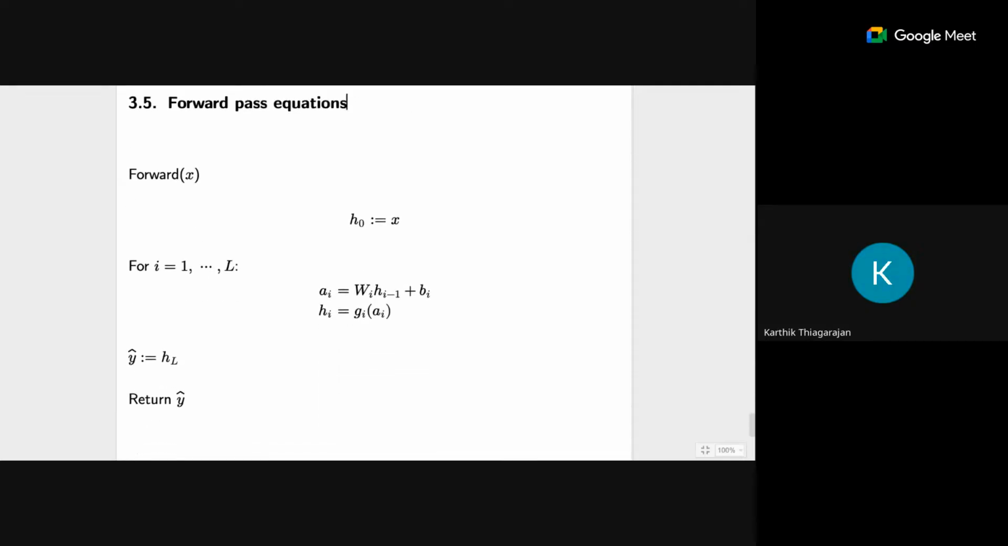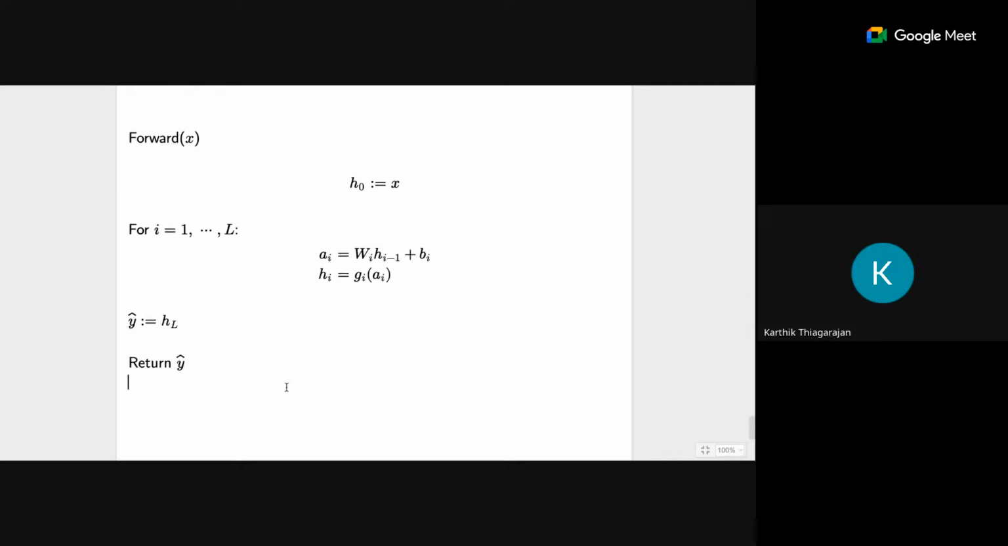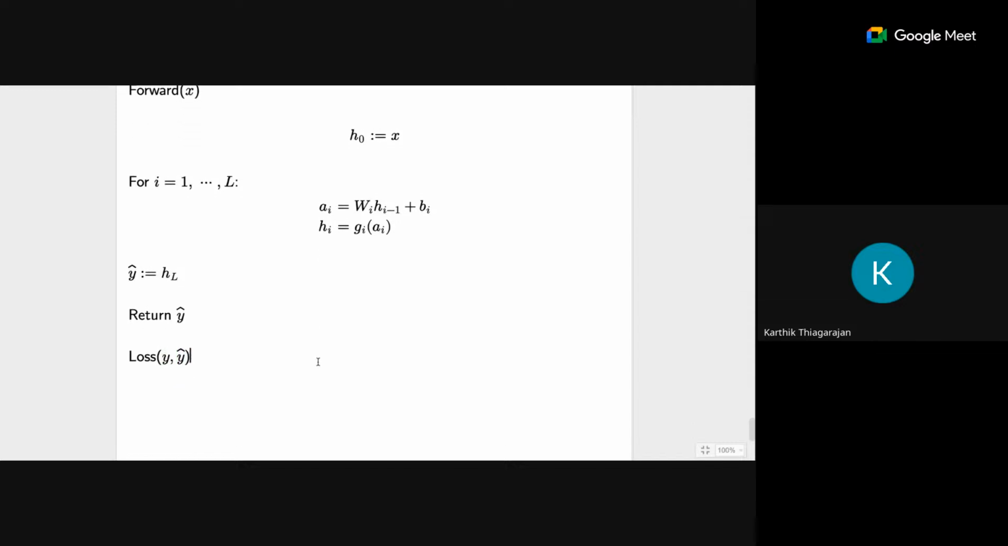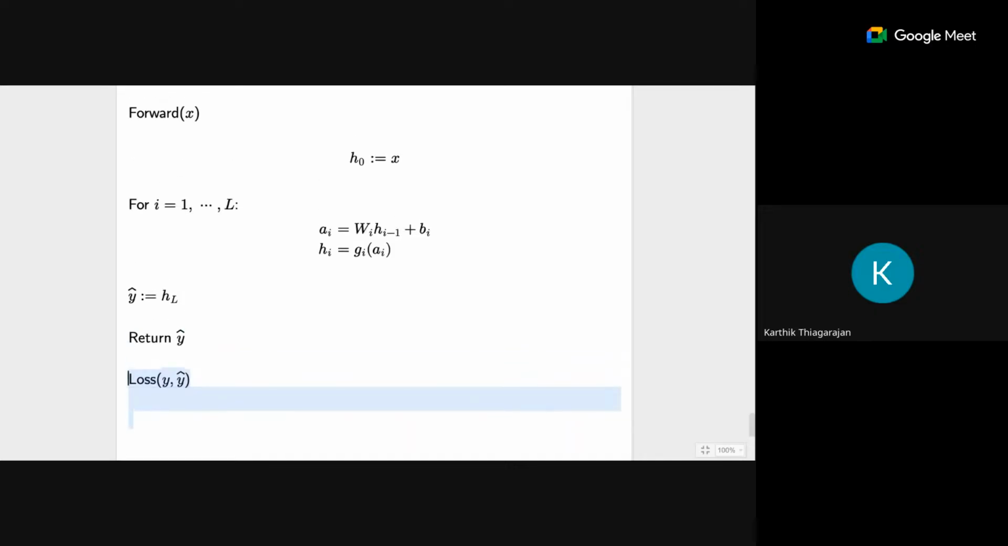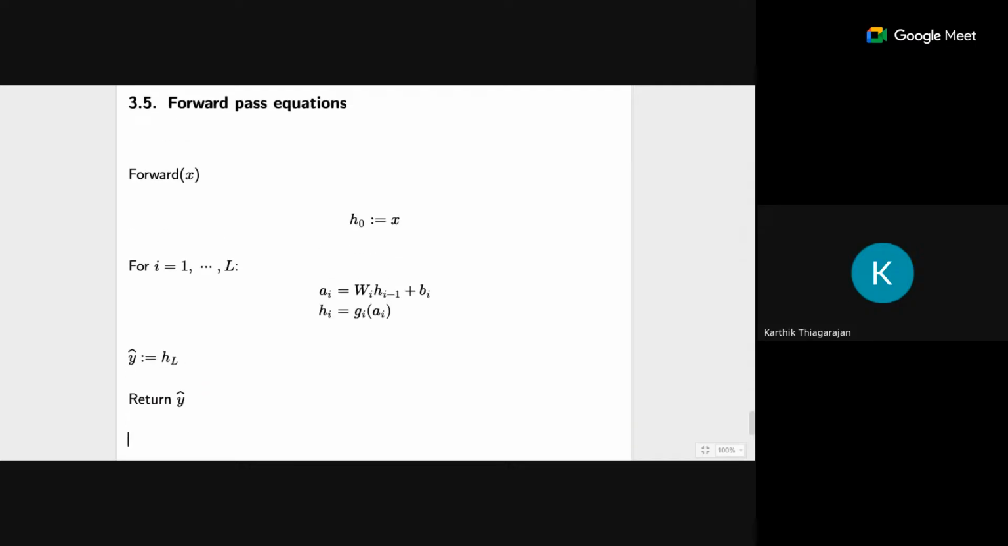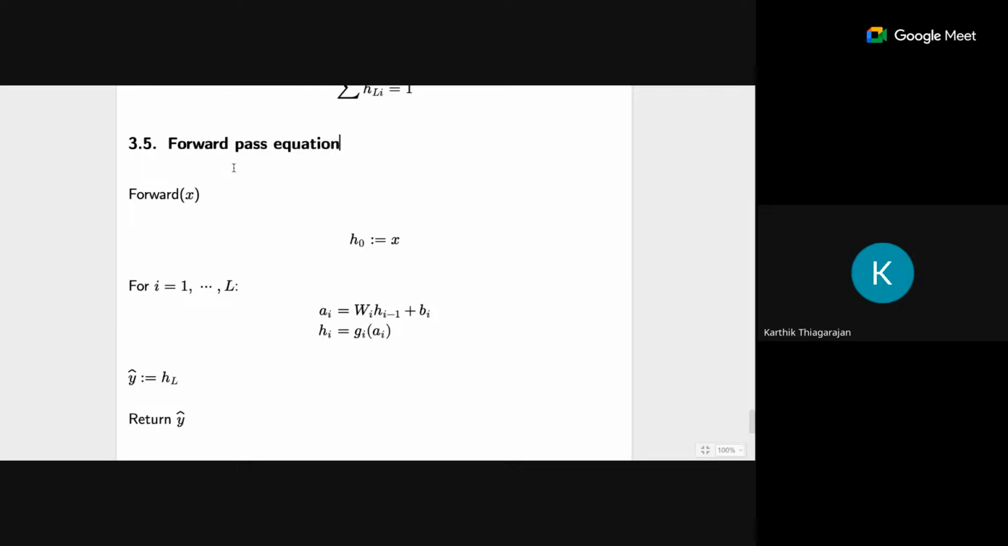So that's the forward pass. Forward of X will return y hat. This is a typical function of X. At some point, maybe you can have a separate function which will take y and y hat as input and return the loss. I'm not doing it separately here. It's simple, but this together with the loss function computation is the forward pass. So that completes the forward pass.